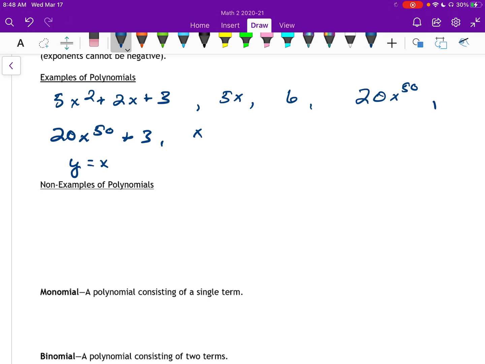Non-examples of polynomials. Square root of x, 1 over x, x to the 5 halves. Anything that has an x or a variable in the denominator, or a fractional exponent, or a root. Additionally, for the examples of polynomials, you could have like 2.5x. That's okay. It's okay if the number in front is not a whole number, but the exponent of the x has to be a positive whole number.